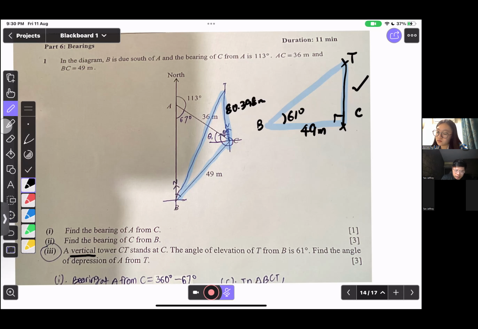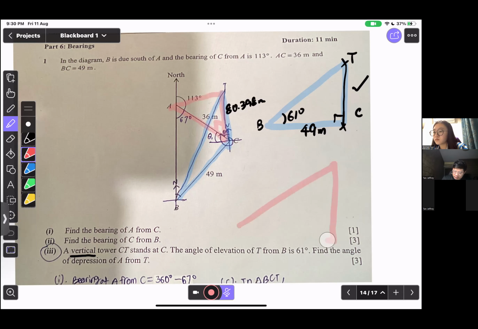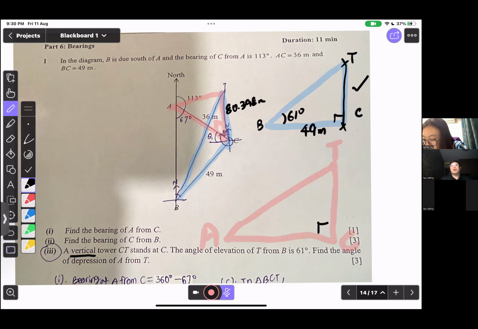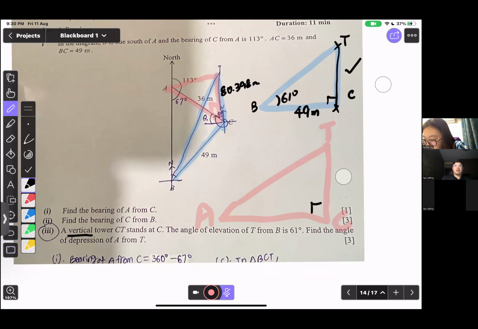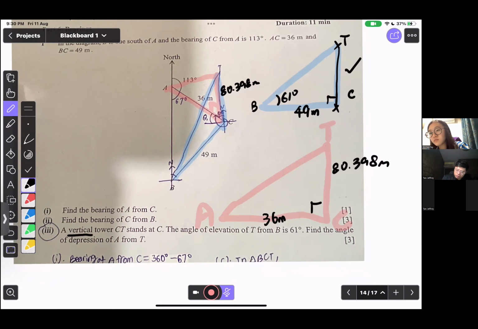So let's use 80.398. Then I want to show you another red color triangle, this one. This red triangle is ATC. ATC is also 90 degrees, because ATC is vertical. Now you know AC is 36, and this is 80.398. You want to find the angle of depression of A from T, which is this angle, the same as this angle.